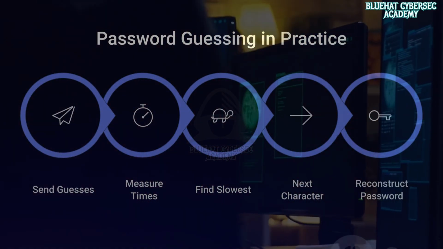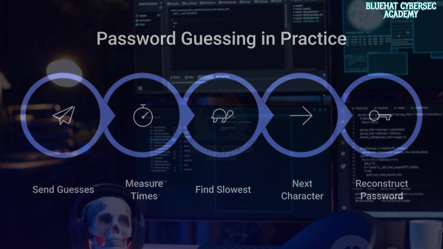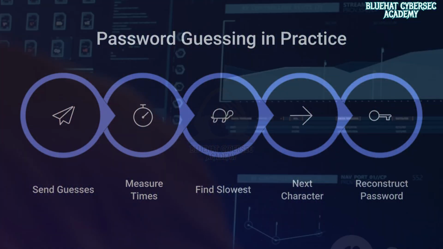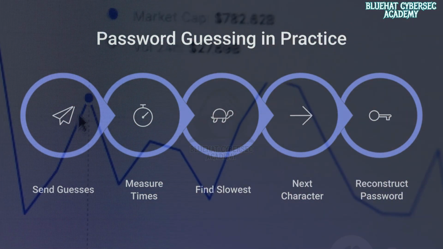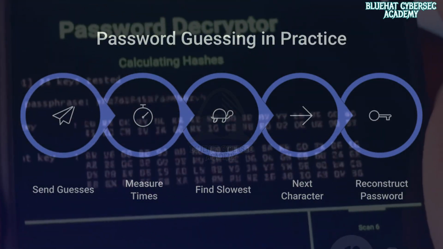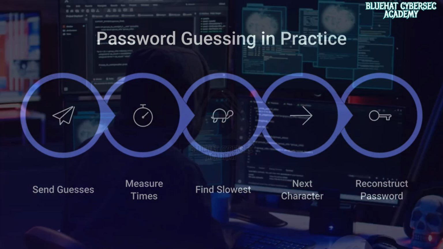Let's walk through a simple example scenario, password guessing. Imagine an attacker targeting a login API. First, they send password guesses like A, B, C. Then, they measure the response time for each request. The character that takes slightly longer is likely correct. Then, they move to the next character and repeat the process. And, over time, they reconstruct the full password.